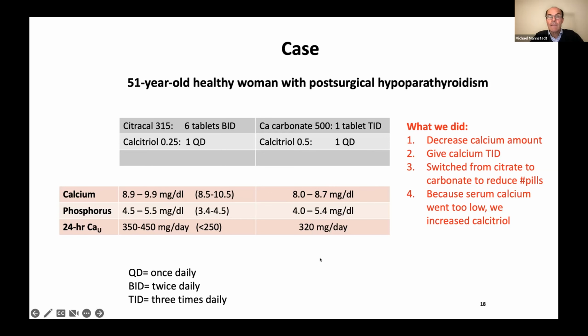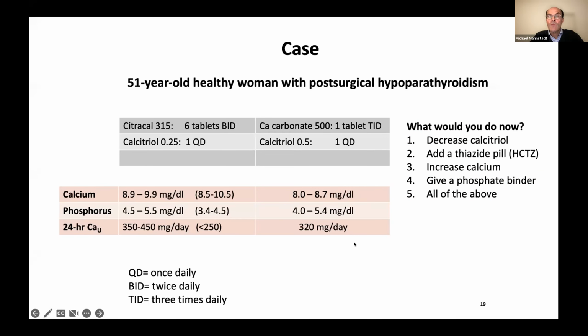And what is the problem now? Well, the problem is the urinary calcium is still a little high, right? So that's the next and I believe last poll question here, and you did really well. That is, what would you do now?